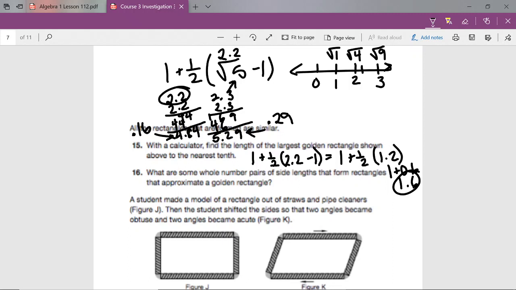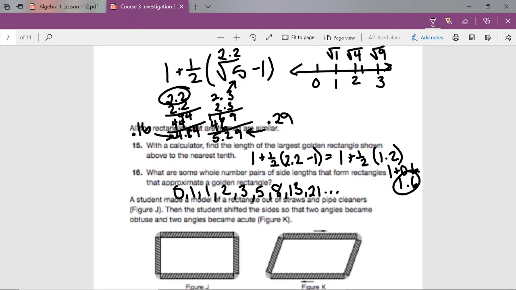So 16, what are some whole number pairs of side lengths that form rectangles that approximate the golden ratio? Well, one part of the golden ratio is knowing the Fibonacci sequence. The Fibonacci sequence is a sequence where we start out with 0 and 1. To get the next number, I add up the previous two numbers. So 0 plus 1 is 1. And I continue this pattern. 1 plus 1 is 2. 1 plus 2 is 3. 2 plus 3 is 5, then 8, 13, 21, and so on and so on.